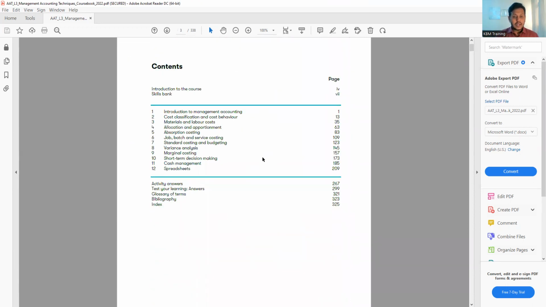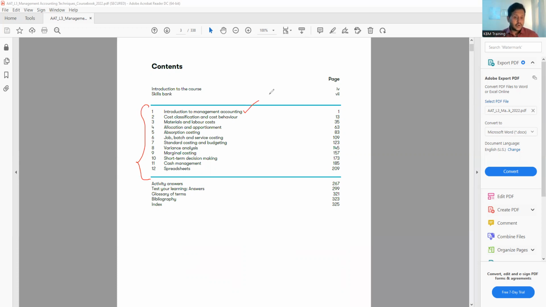All right, let's have a quick look at our content. We have 12 chapters to complete from this book. We have Introduction to Management Accounting, and we have cost classification. The introduction is very basic: what is management accounting? We need to know this from there.